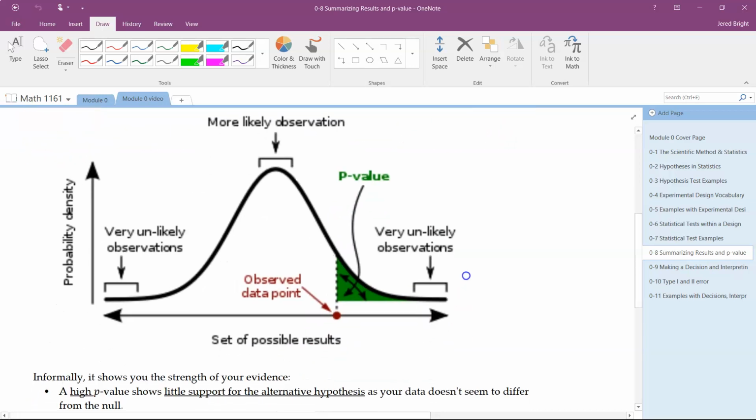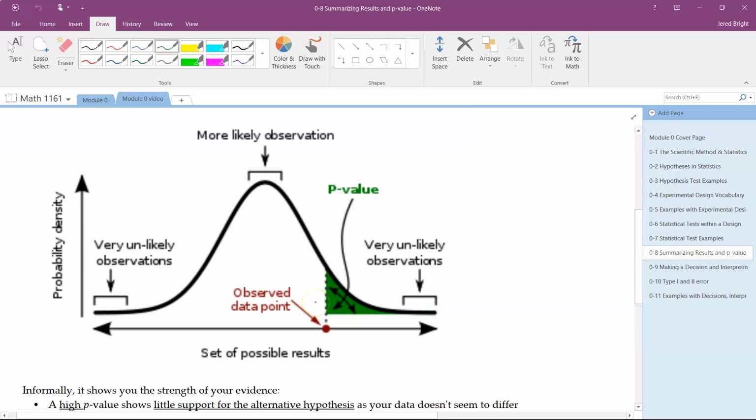Okay, so in this diagram, let's say we're looking at average height, and we're looking at a mean. I think that the average for all humans is like 5'6". Don't quote me on that, but let's say I got a sample that had a mean of 6'2". To calculate the p-value, what I would need to do is look at anything that is more extreme, in the direction of the extreme, compared to what I got.